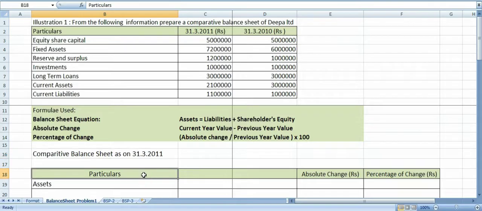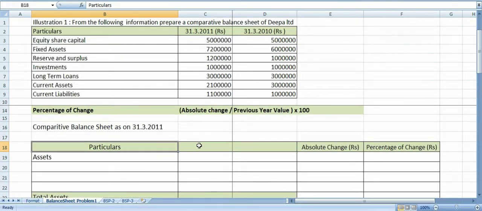Next we have to form the table. The table will consist of particulars, and we have to mention two years. Always mention the previous year, 2010, first, and then the current year, 2011. So the first year is 2010 and the next year will be 2011. Then we have to go for the assets section.